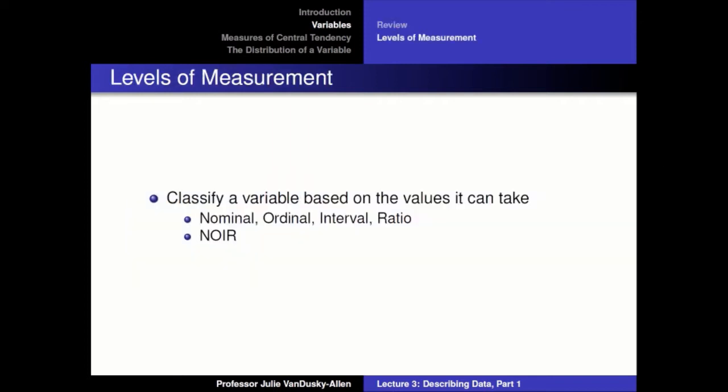In the first part of this lecture, I'm going to show you how to classify a variable based on the values the variable can take. You can classify a variable as nominal, ordinal, interval, or ratio level. Remembering the word noir is an easy way to remember these four terms, as the letters in the word noir are the first letters of these four words. N-O-I-R. Noir means black in French.